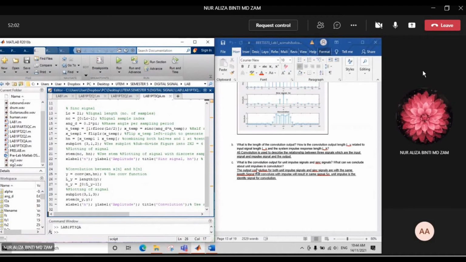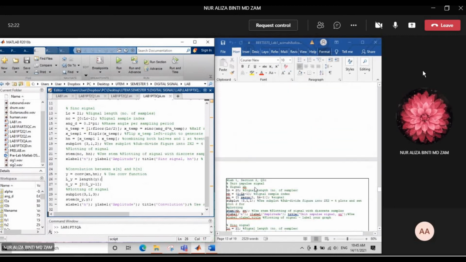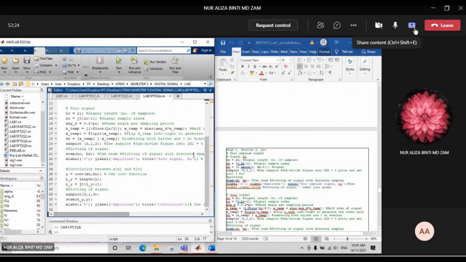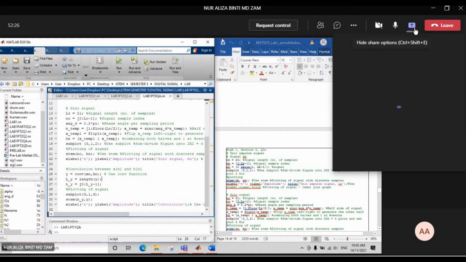For the next question, what is the convolution output for the unit impulse signal and the sinc signal? What can we conclude about the unit impulse in convolution? So the answer is the output convolution for both the unit impulse signal and the sinc signal are the same length. A signal that is convolved with an impulse will result in the same signal. So the unit impulse is the identity signal for convolution. The next part I will pass to Azimah Zainal Abidin.